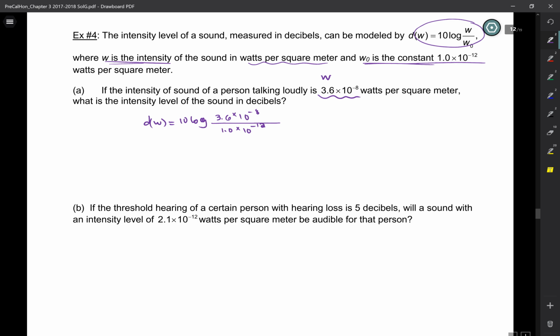Okay? And you remember this from science, because it's the logarithm of that. It's going to be 45 when you work it out. Okay? So 45 decibels. So if your sound has an intensity of 3.6 times 10 to the negative 8 watts per square meter, it's 45 decibels. Okay? So it's the intensity versus the decibel level.